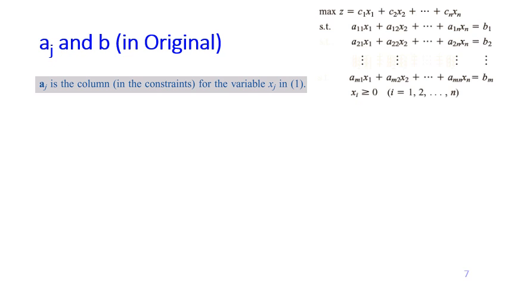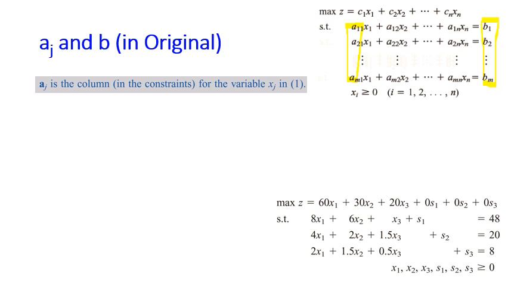Now for small a_j and b, remember that small a is about the coefficients of the variable in the constraint part, and that small b is the value of the right-hand side. So a_j is the column of the constraint for the variable j in the original problem. So again, that is our Dakota example.